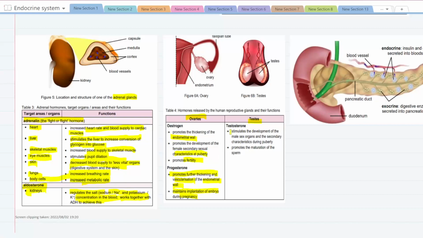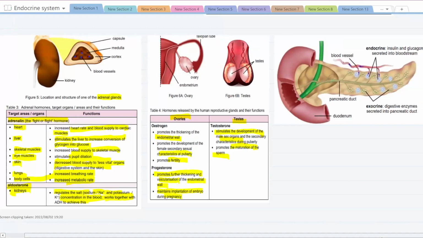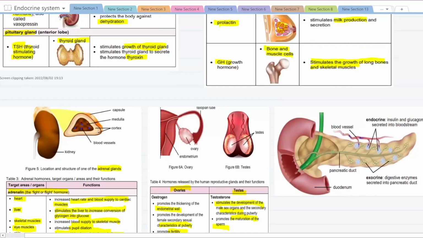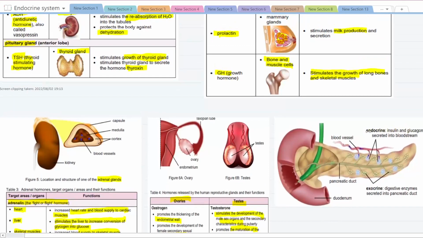And you also have your testes, which stimulate the development of the male sex organ and characteristics, also promoting the maturation of the sperm cells into becoming more mature to fertilize the ova. Now, coming back to what we call the pancreas. This is the structure of the pancreas, and the pancreas is very much important when we are looking at the blood sugar level or glucose.